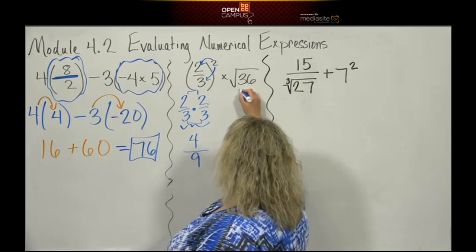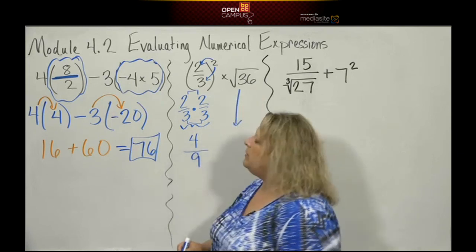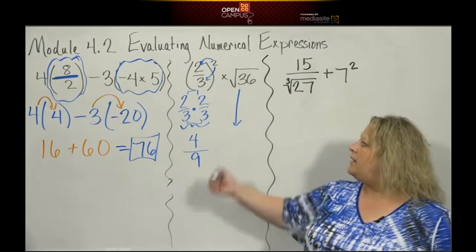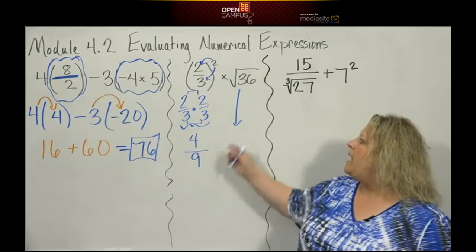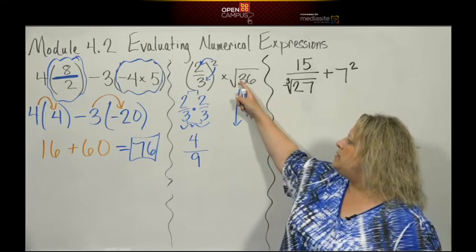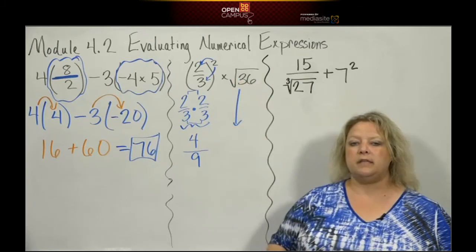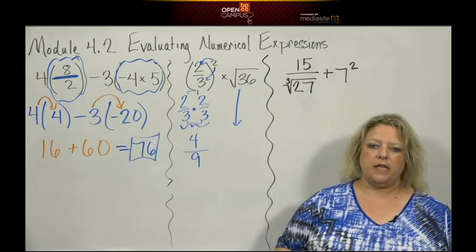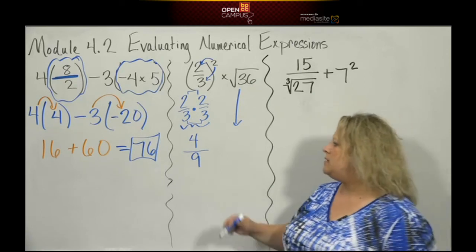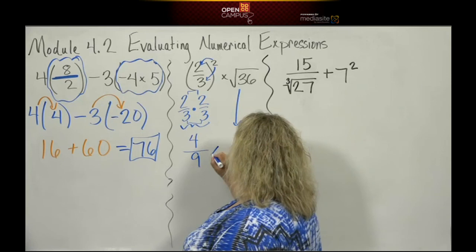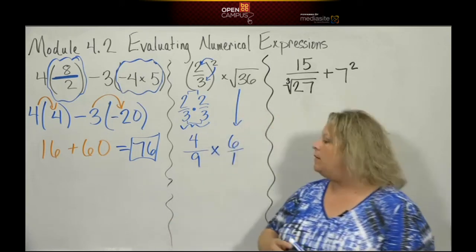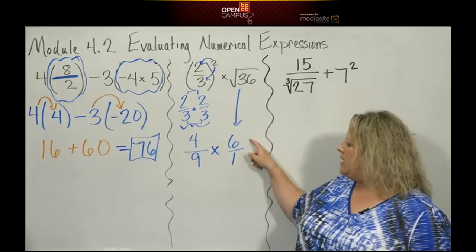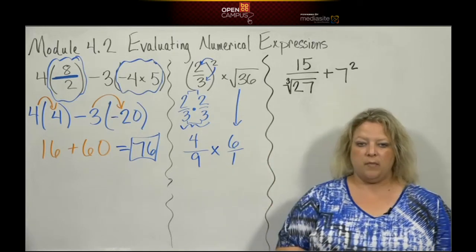Now I'm going to bring this down here and I'm going to work this out. It's a square root sign. There's my radical sign that I was talking about in the previous slide. And I want to know, this is the square root of 36. What multiplied by itself gives me 36? Well, that would be 6. So that would be 6 over 1. Remember we talked about the 1 down here? Any number divided by 1 is just that number.